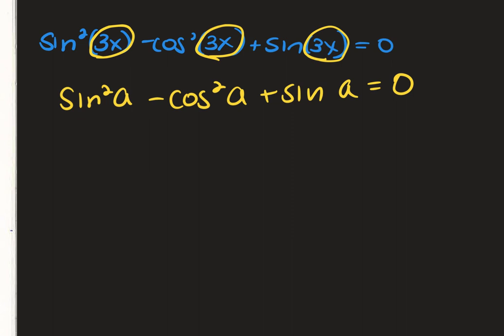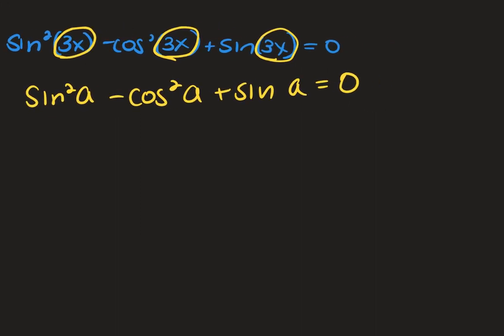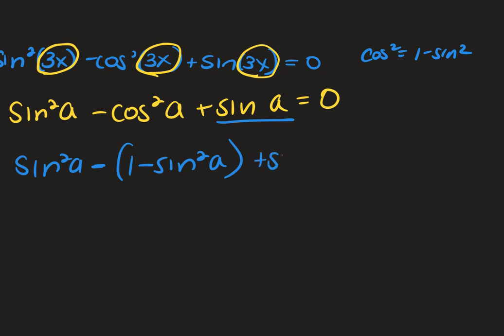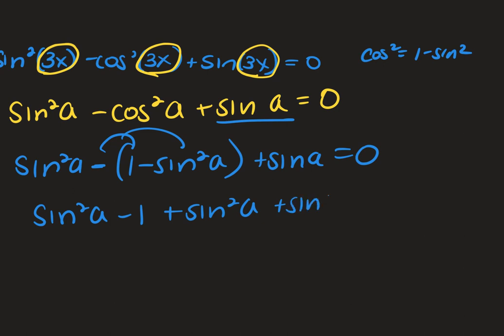Can you rewrite a sine squared as something with cosine or cosine squared as something with sine? And the answer is yes, right? Because you can use your Pythagorean identities. If you think about it, you've got a sine to the first. You can't get rid of that one, which means I'm going to get rid of the cosine by making the cosine squared 1 minus sine squared. So I get sine squared a minus, and they are both there being subtracted, so the minus goes to both. So I put it in parentheses the first time, and then I would distribute. So it's sine squared a minus 1 plus sine squared a plus sine a equals 0.